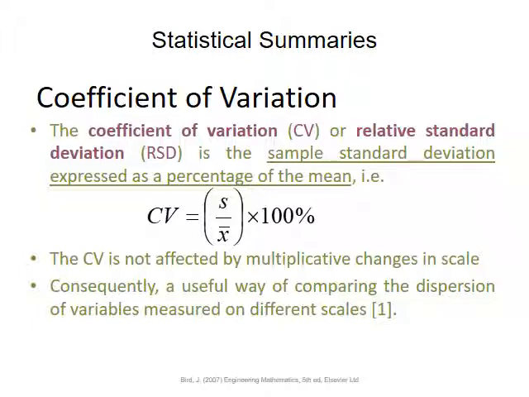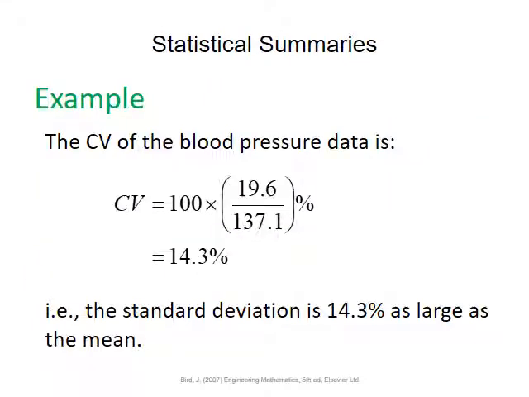Another parameter is the coefficient of variation. It gives the standard deviation as a percentage. Why? Because we divide the standard deviation by the average and multiply by 100%. So it gives you a percentage, and this way you can compare different variables, with different units. In the previous example, we divided the standard deviation by the average multiplied by 100%. It gives you 14.3%, which means that the standard deviation is 14.3% of the mean.